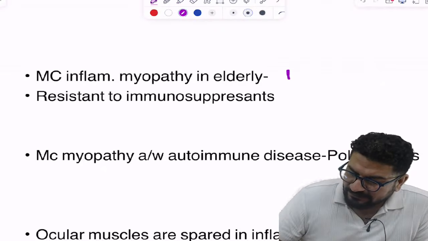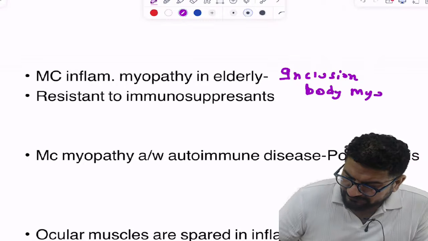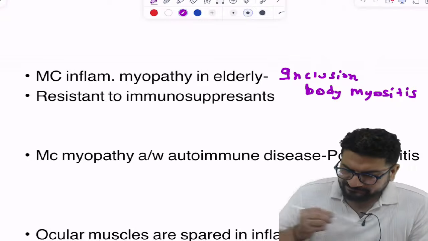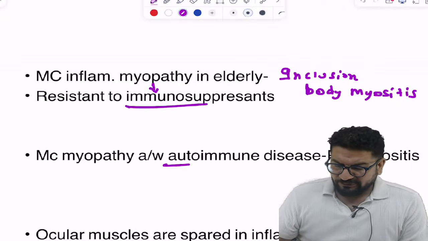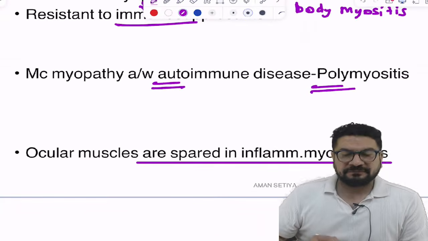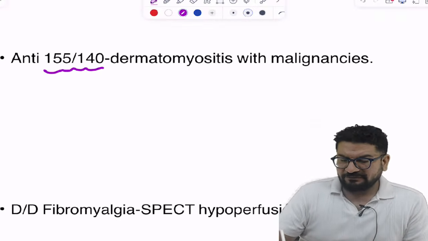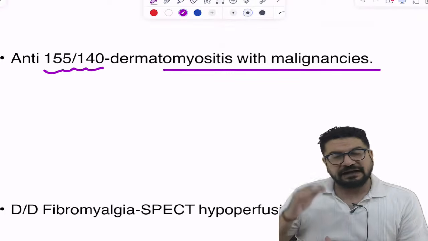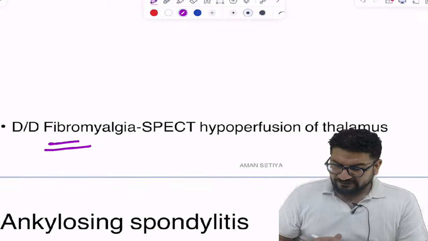Most common inflammatory myopathy in the elderly: which one is it in the elderly? In the elderly it will be inclusion body myositis. And this is something which is resistant to immunosuppressants. With autoimmune disease, the most common myopathy is polymyositis, and ocular muscles are spared. Now try to understand. We have an antibody called anti-155/140. This is seen in dermatomyositis, and that is associated with malignancy. The differential diagnosis will be fibromyalgia.